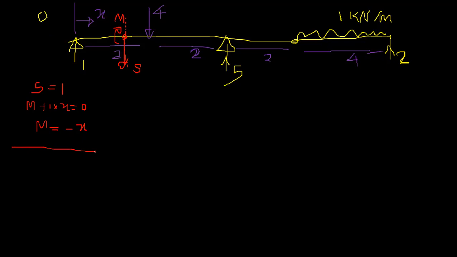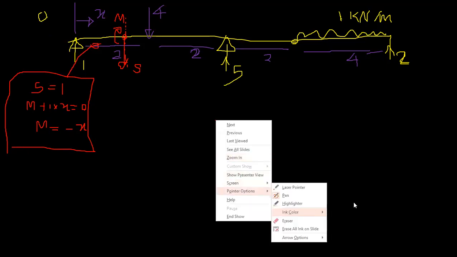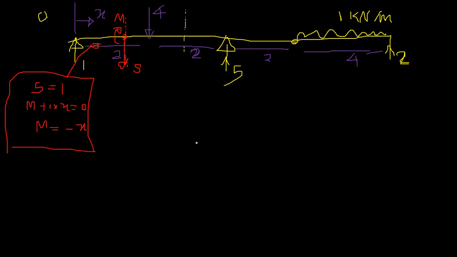So in this region, right? Then I'm going to cut it from here. So if I cut it from here, M, it's S, right? Now for M, I can take the vertical summation. So this is from the vertical summation of forces, right? 1 minus S is equal to 0. That's how S equals 1, right?